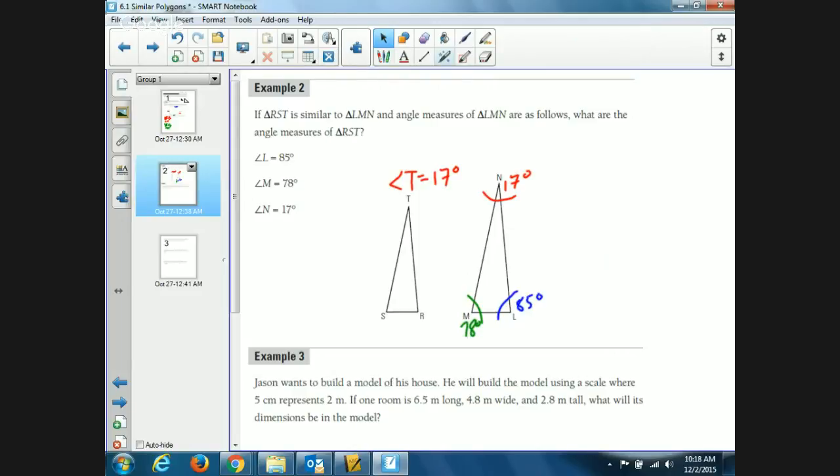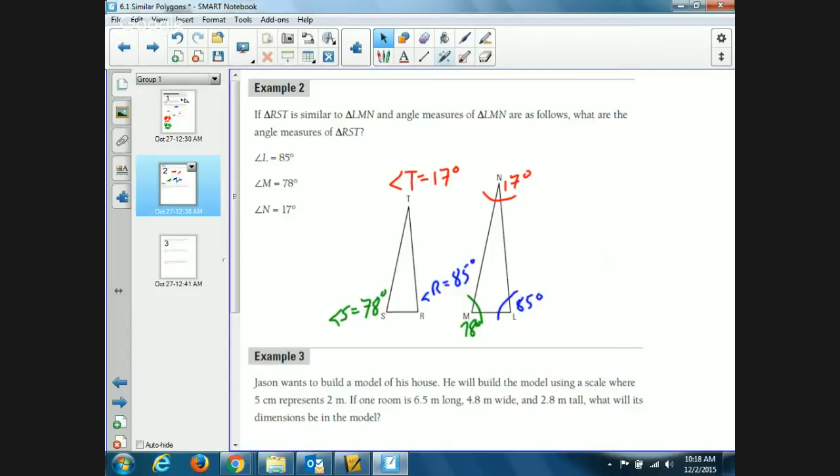Correspond means they're matching. So then angle S. Tori, which one does angle S match with? M. So therefore angle S, good, is the same, 78 degrees. This one's not designed to be tricky. And L and R match then. Angle R is equal to 85.